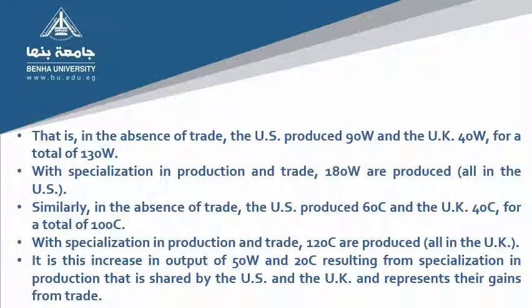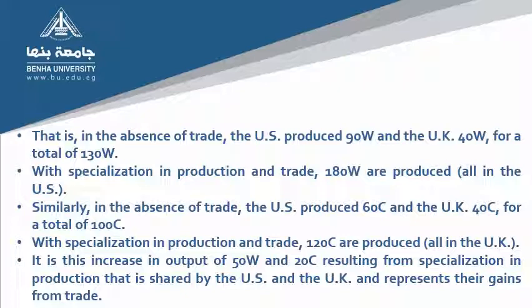The increased consumption of both wheat and cloth in both nations was made possible by the increased output that resulted as each nation specialized in the production of the commodity of its comparative advantage. Thus, in the absence of trade, the United States produced 90 bushels of wheat and the United Kingdom produced 40 bushels of wheat, for a total of 130 bushels of wheat. While with specialization in production and trade, 180 bushels of wheat are produced, all in the United States.